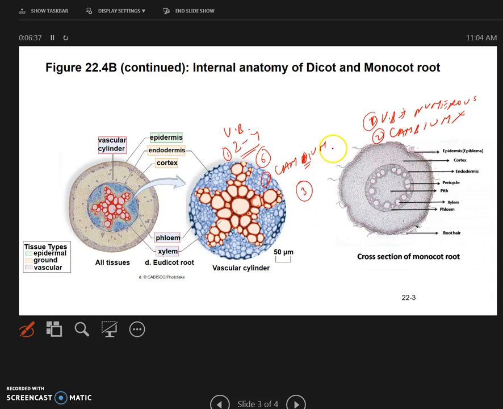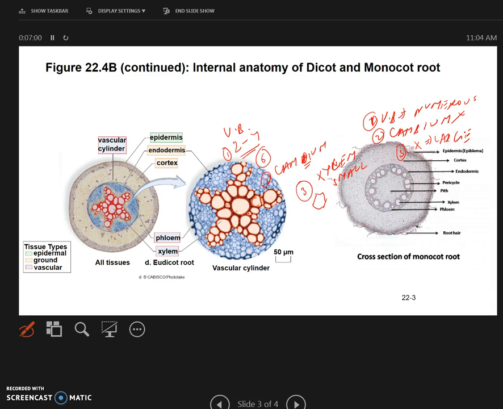What about the xylem? The xylem are small, and these are polygonal. They are small and polygonal. This would be the correct shape. Here the xylem are large, so the xylem are large.